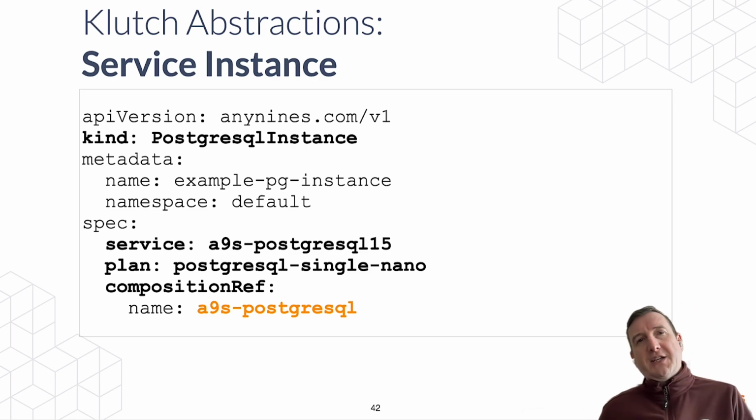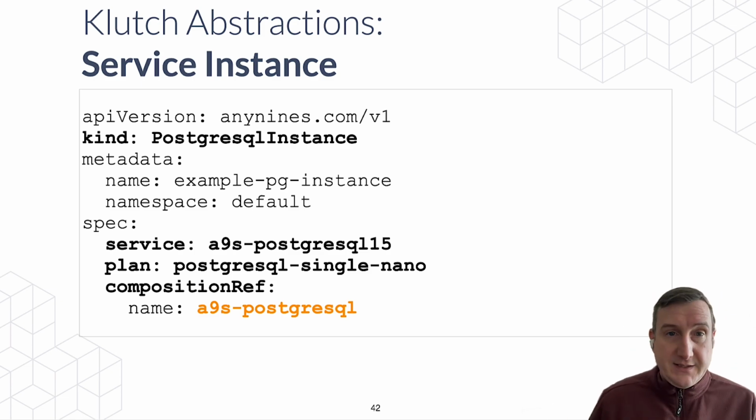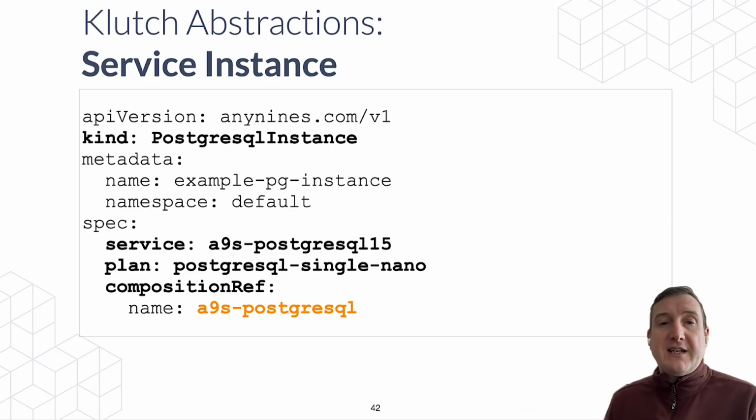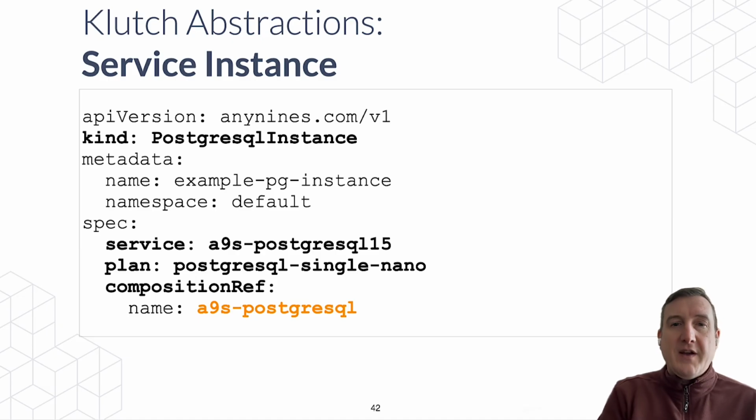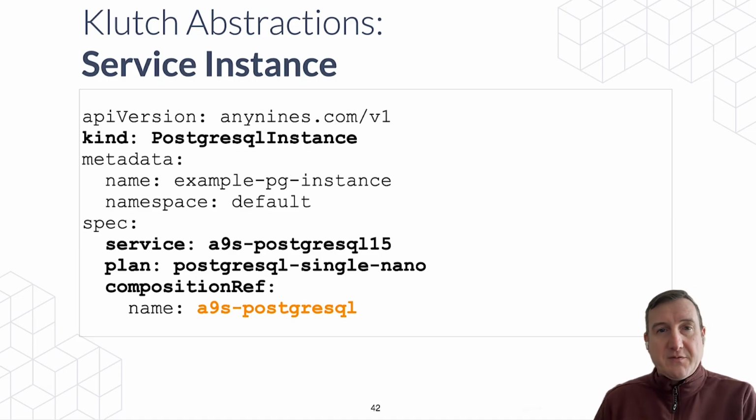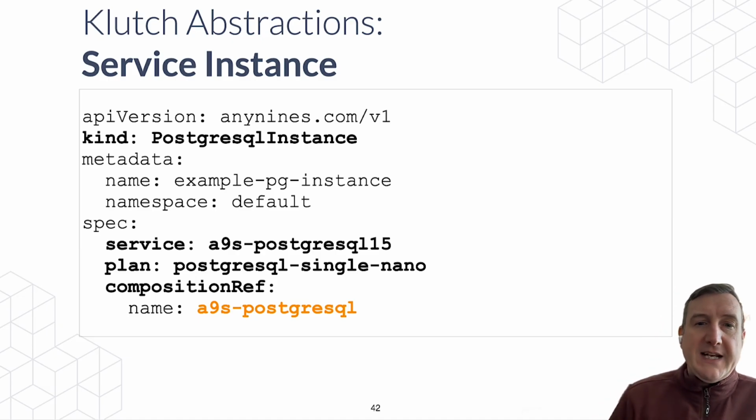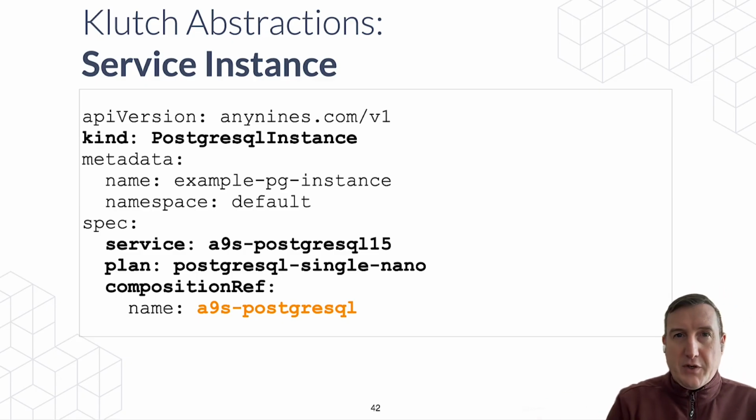If you were to change to a different automation backend here, you would still create a Postgres instance here, also the same plan, single nano, which means you create one VM in this case, also a very small one, but you're using anynines Postgres as the backend, which creates a VM and not a pod.